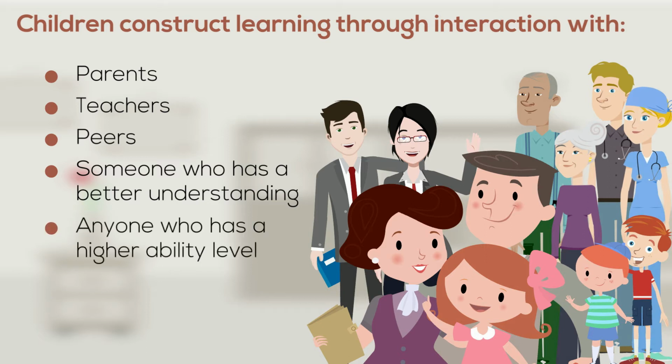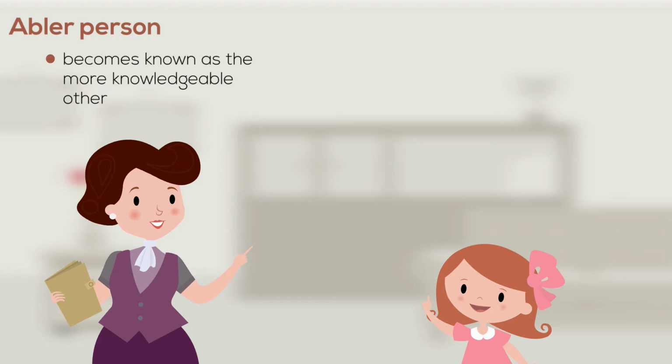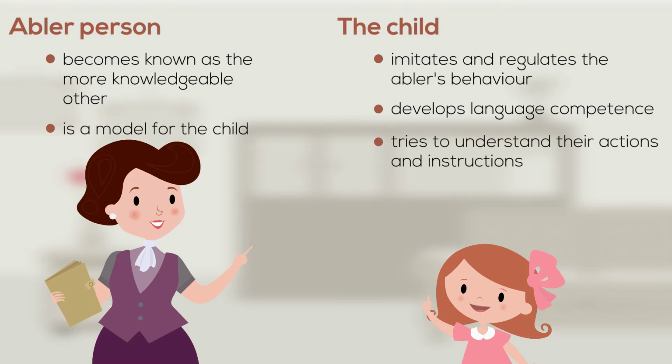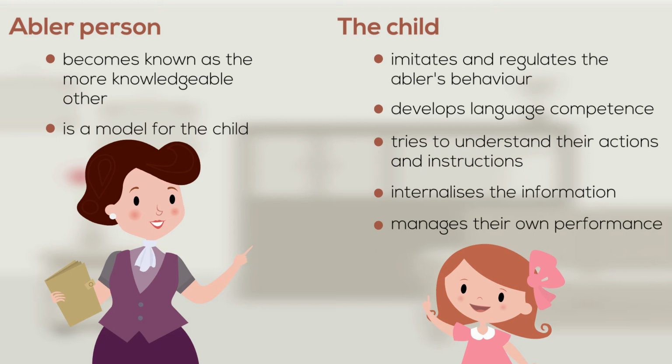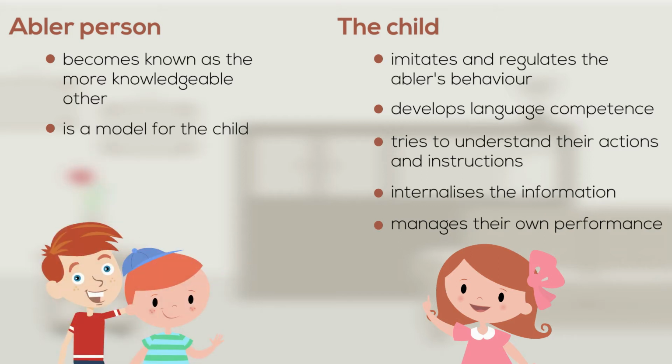Basically, with anyone who has a higher ability level than them. This abler person becomes known as the more knowledgeable other, a model for the child to imitate and regulate their behavior and develop language competence. The child tries to understand the actions and instructions provided by the abler person, internalize the information, and then manage their own performance. Having said this, a more knowledgeable other can also be a more capable peer and not necessarily someone older. Let me give you an example.